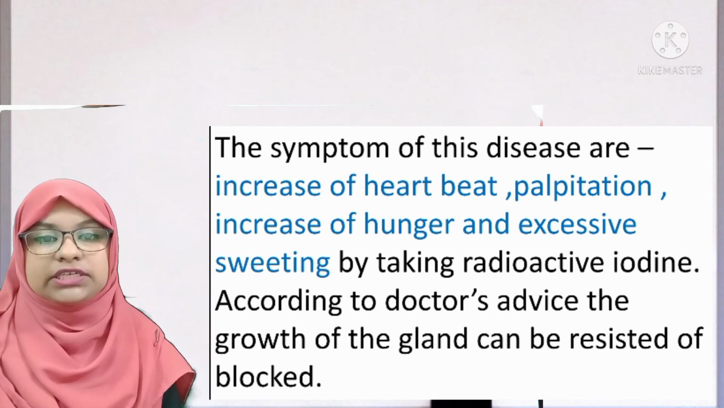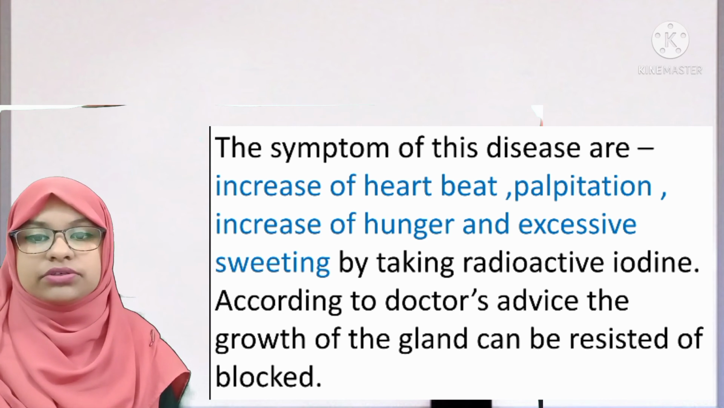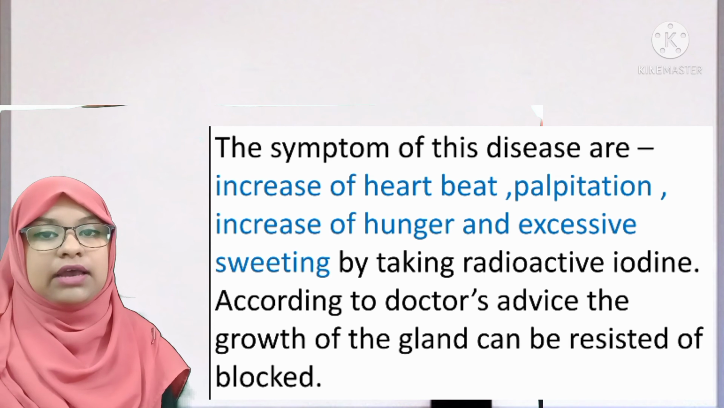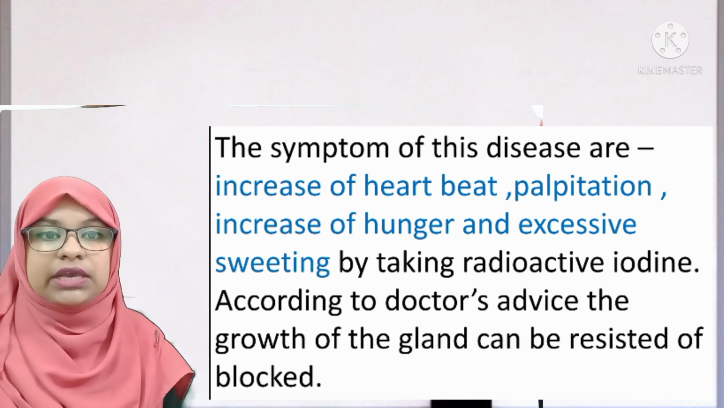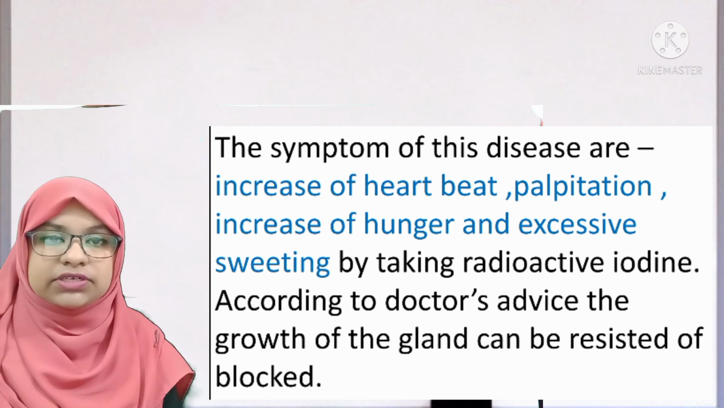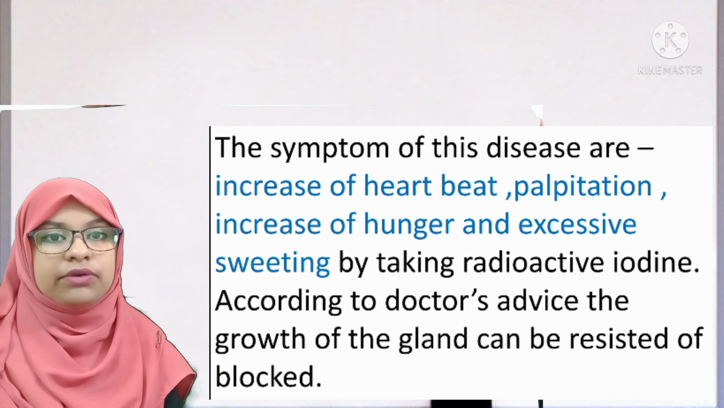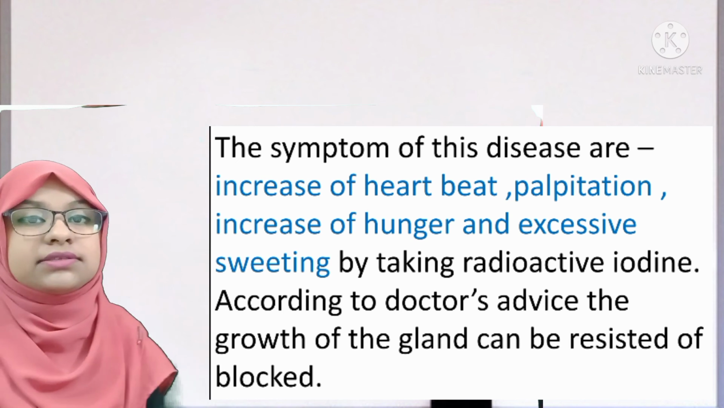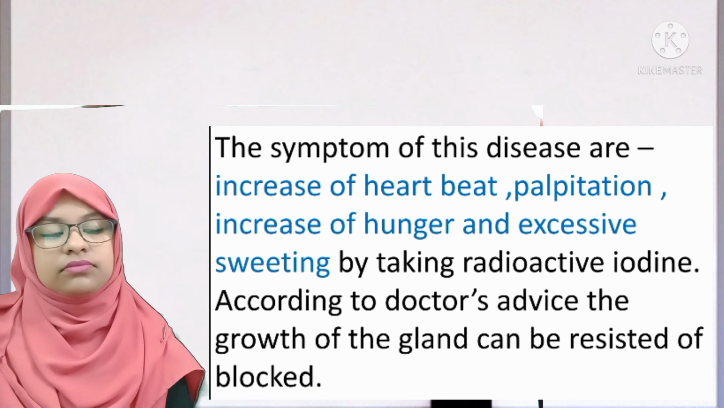By taking radioactive iodine, according to the doctor's advice, the growth of the gland can be resisted or blocked. Taking iodine-enriched food, for example seaweed, sea fish, etc. In this way, we can get relief from this iodine deficiency disease, toxic goiter.